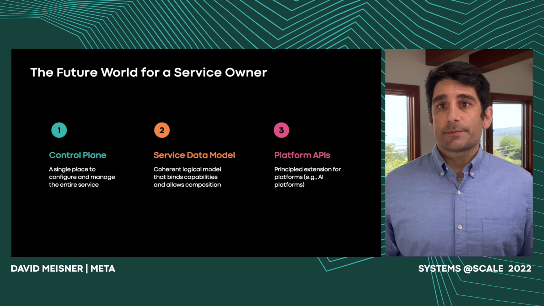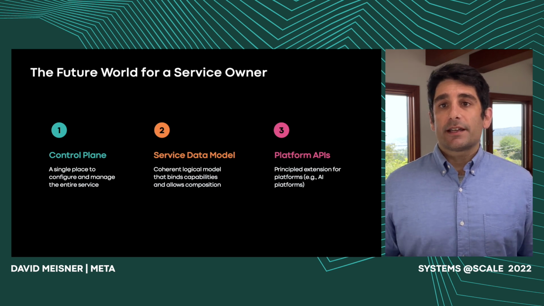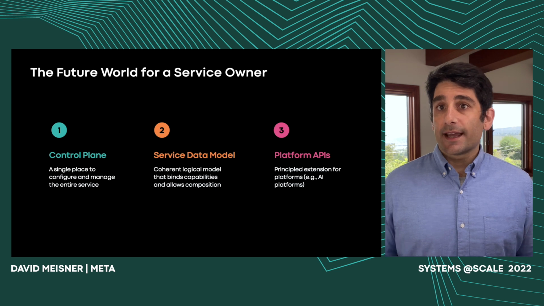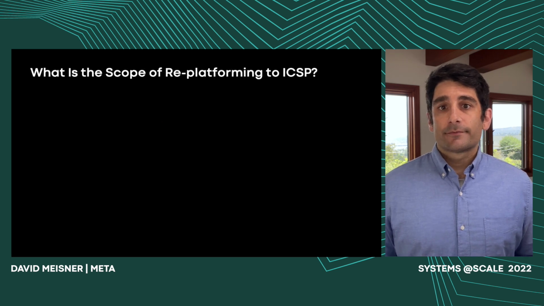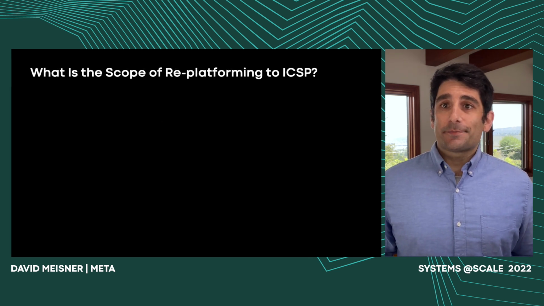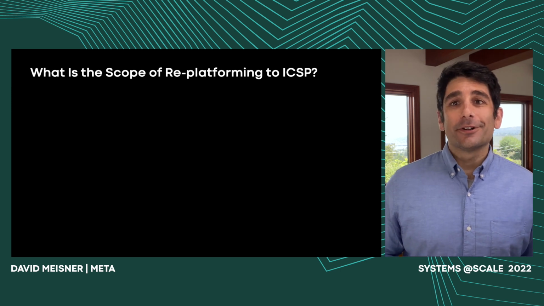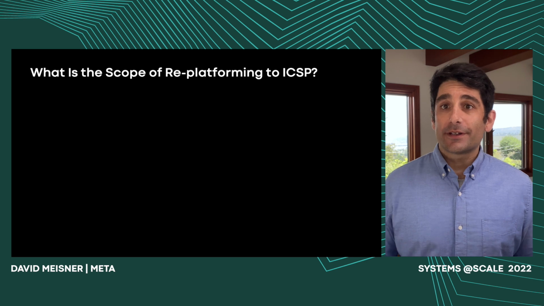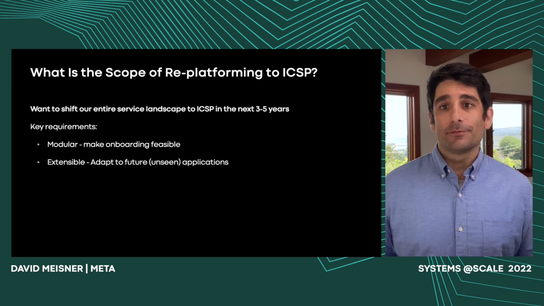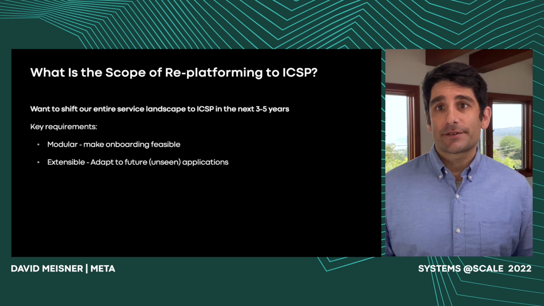And the third is exposing platform APIs, which allows us to build new applications on top of this platform, like AI platforms. The scope of ICSP is quite large, and we're both excited and looking forward to how we're going to get all these services at Meta onto this platform over the next 3 to 5 years.